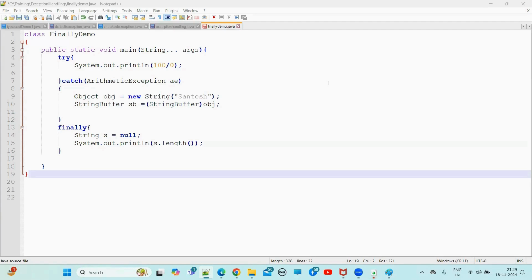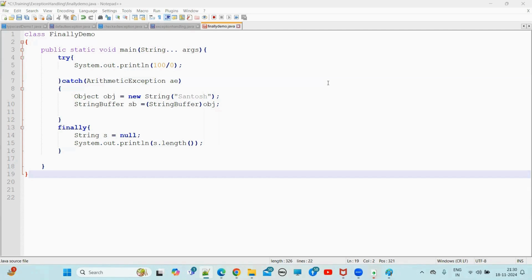That's why. Okay, fine. So now System.out.println 100 divided by 0. This is definitely an arithmetic exception, right? So now when the arithmetic exception is raised, definitely we need to handle that exception. That's what the catch block is for. In the catch block we handle the arithmetic exception AE. Fine. Now in the arithmetic exception handling logic, what are we writing?